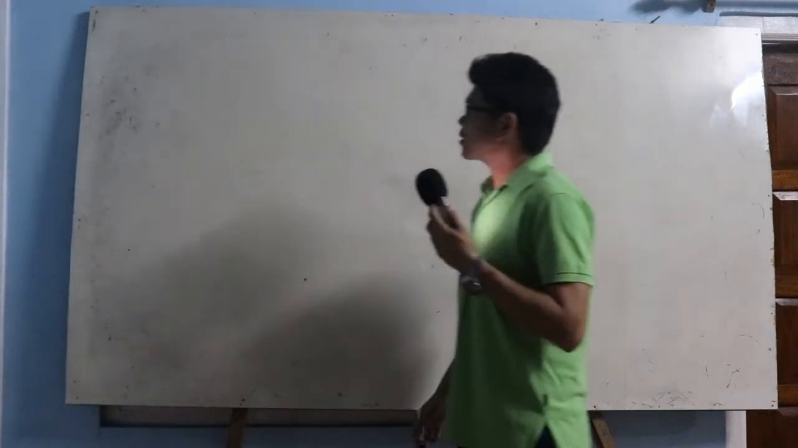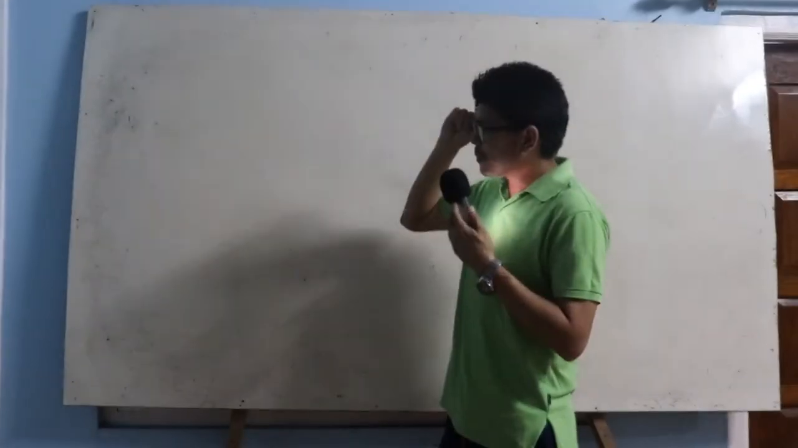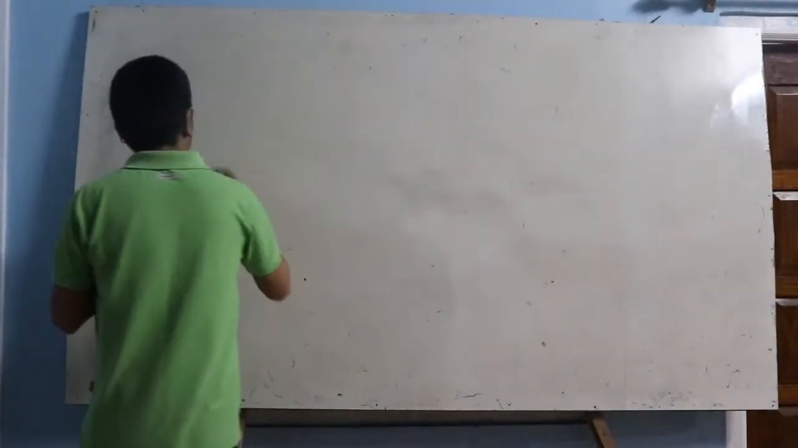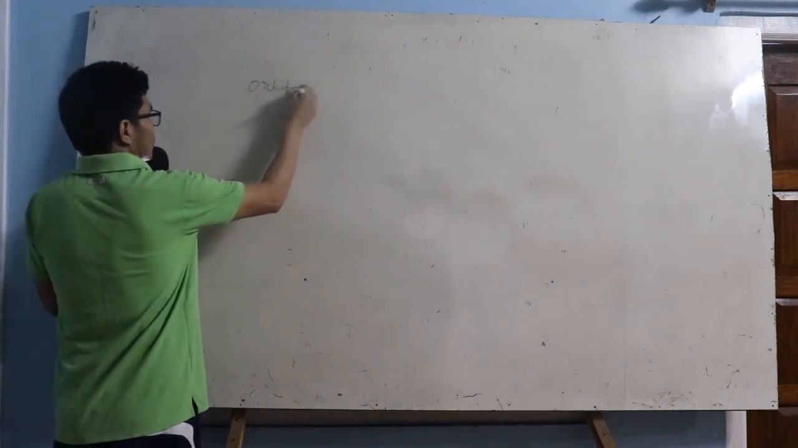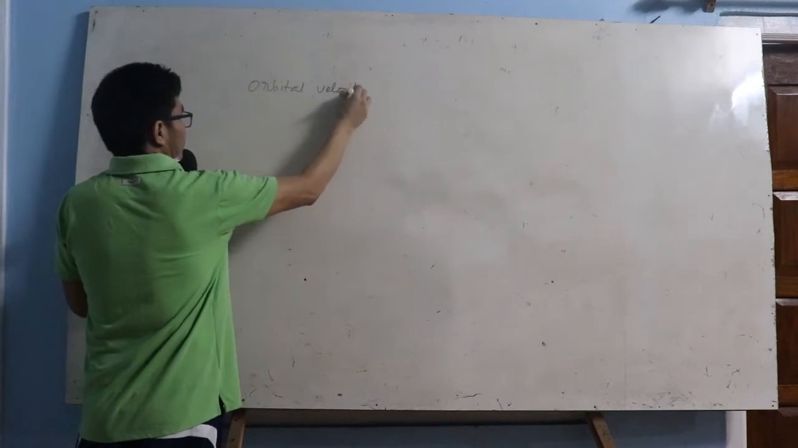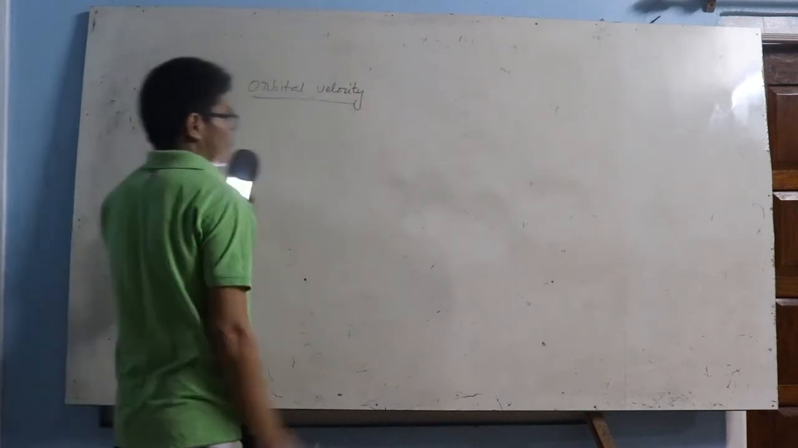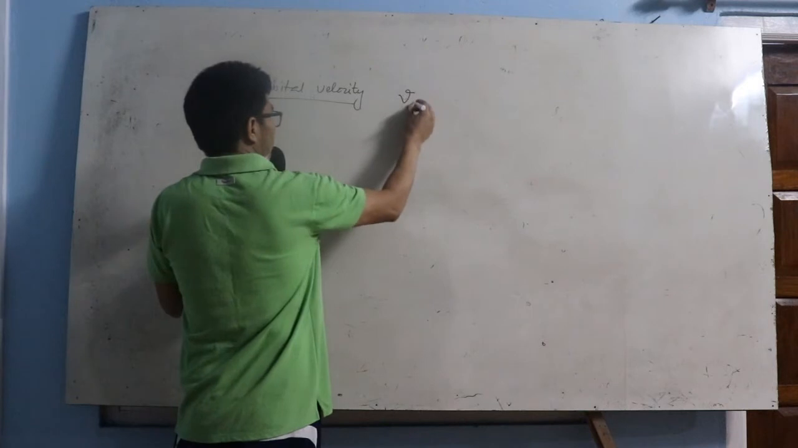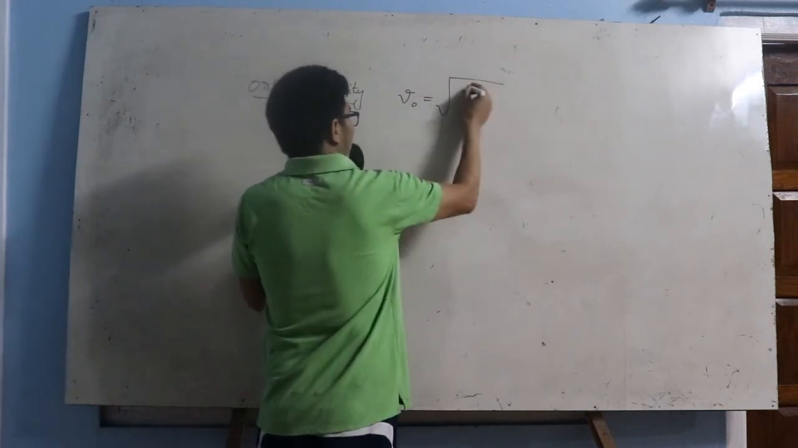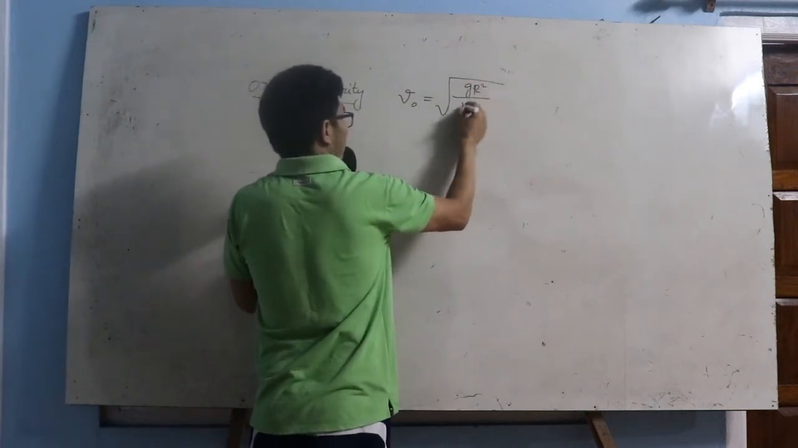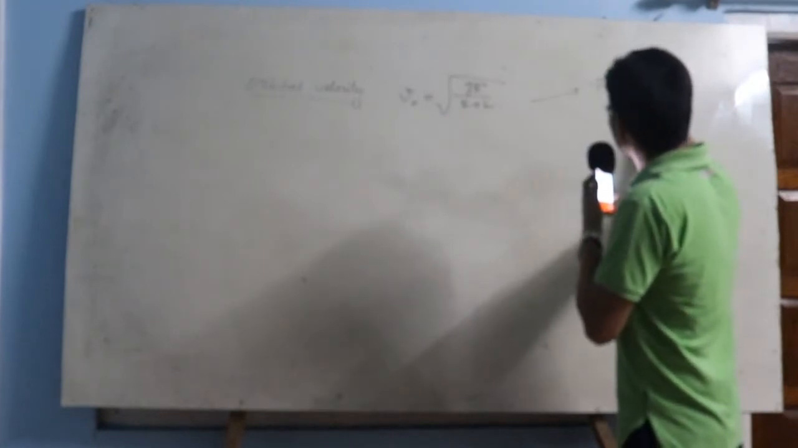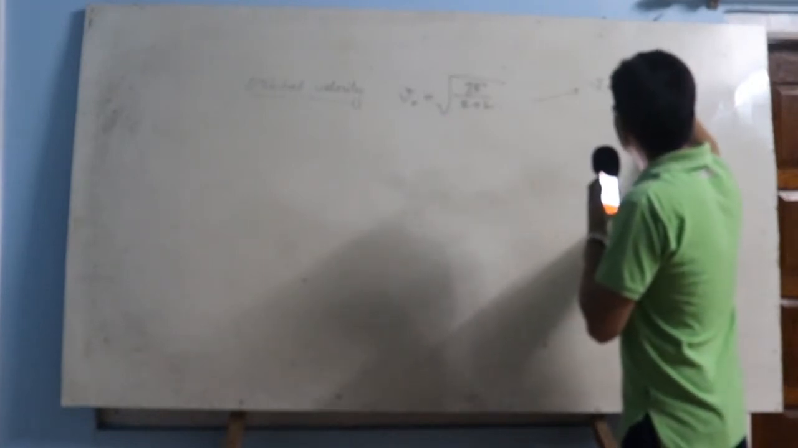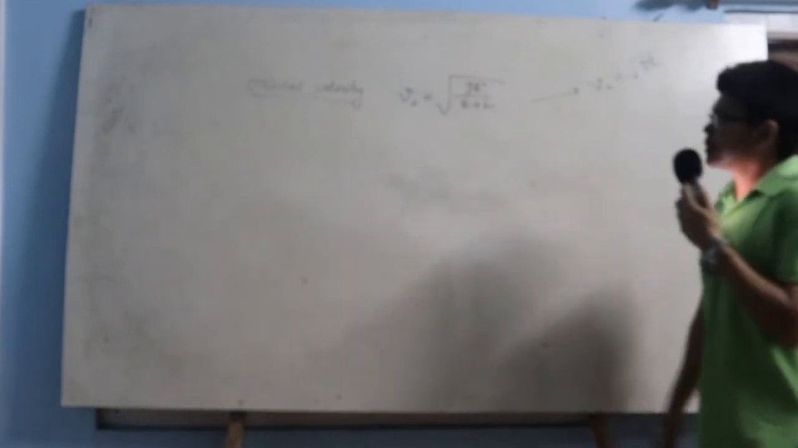Okay, just to continue with our class one more time. Last time we have seen the equation of orbital velocity. It was VO is equal to root over gR squared by R plus h. Then finally we derived the last equation v is equal to root over gR. We have derived these things.